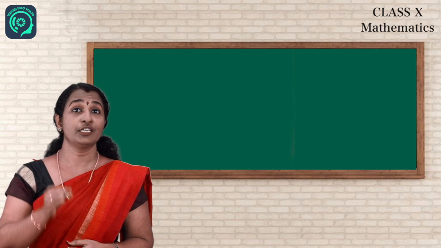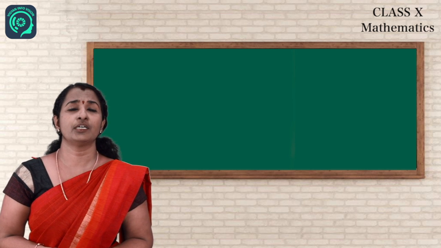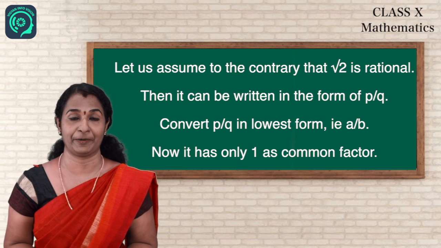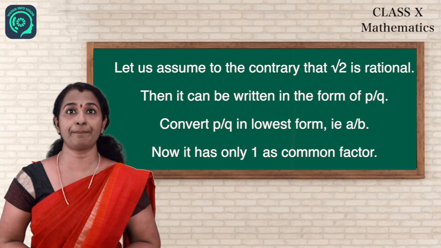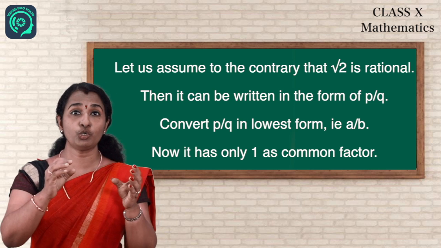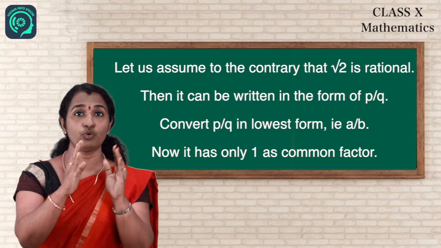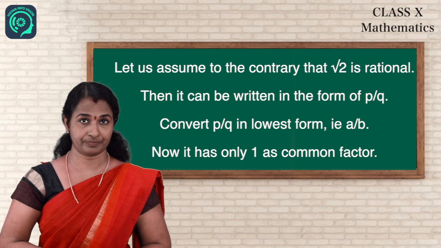So question is to prove root 2 as an irrational number. So let us assume that root 2 is not irrational, root 2 is a rational number. Now children, you know what is a rational number? A rational number is a number which can be written in the form p by q. So root 2 is equal to p by q. Remember, I have taken root 2 as a rational number. So root 2 is equal to p by q.